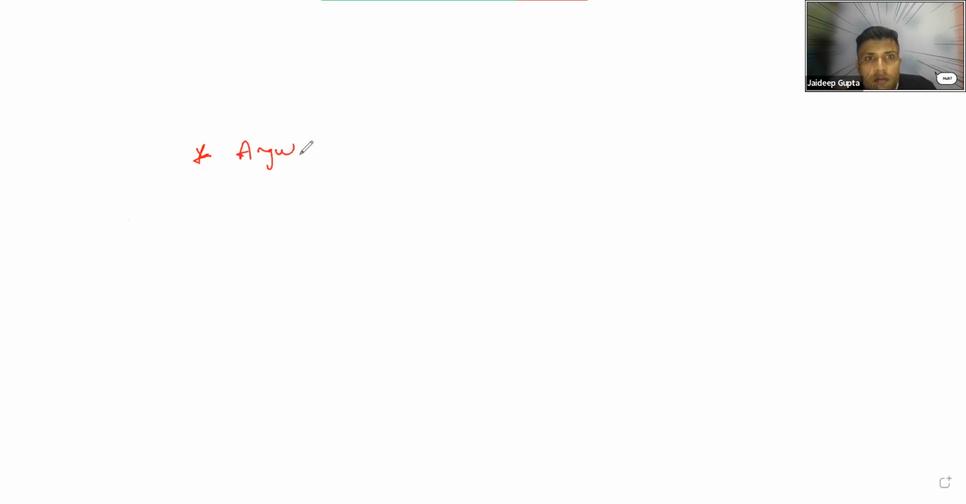Okay. Next, angular width of a fringe. Note down first.